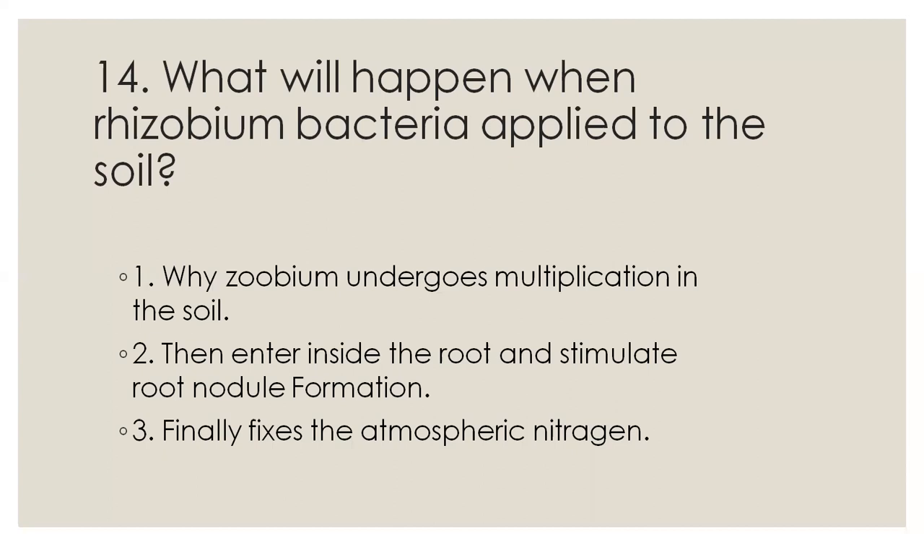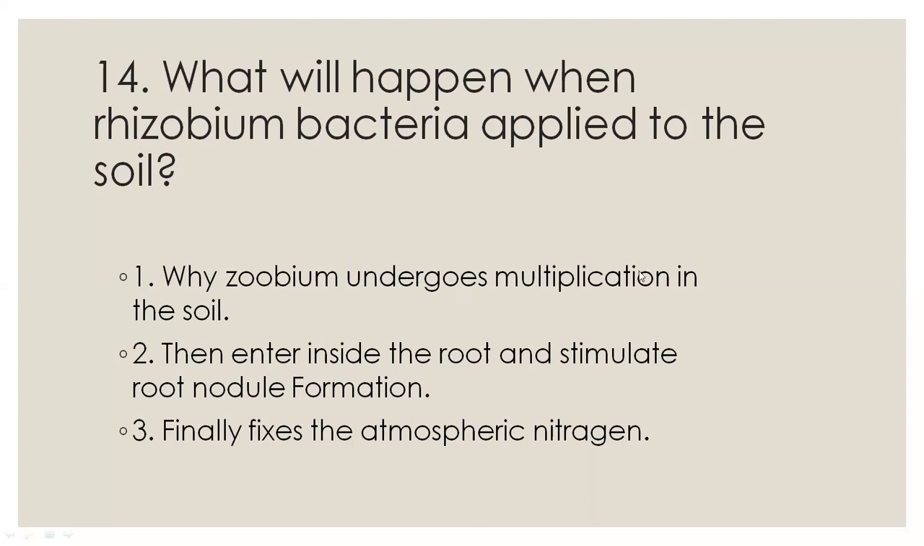The question is what will happen when Rhizobium bacteria are applied to the soil? Here it should be Rhizobium, not zoobium. Rhizobium undergoes multiplication in the soil, then it enters inside the root and stimulates root nodule formation, and finally fixes the atmospheric nitrogen in the form of nitrites and nitrates.